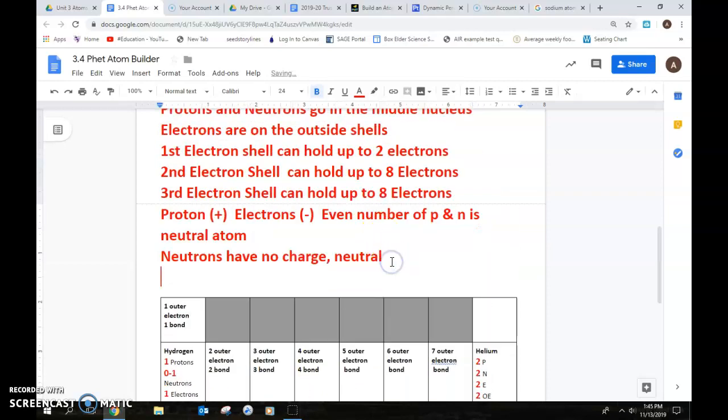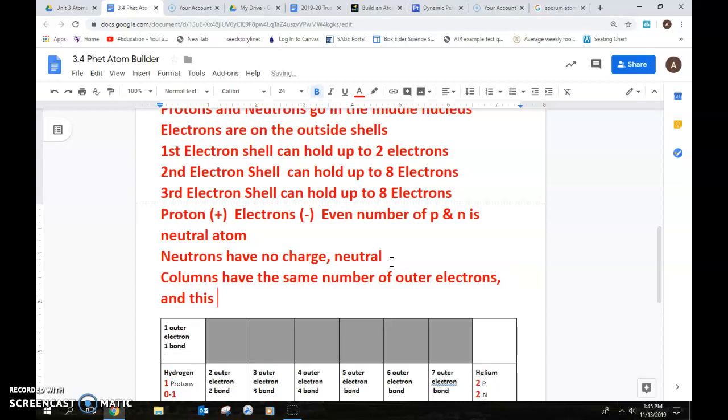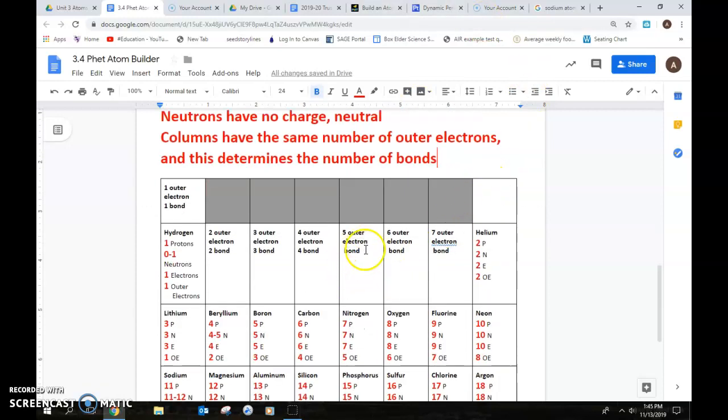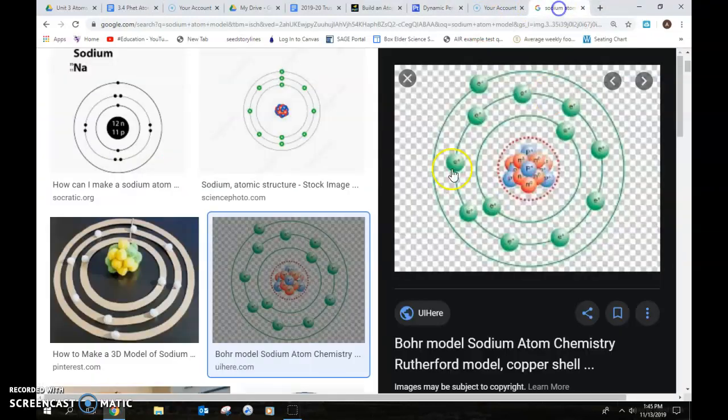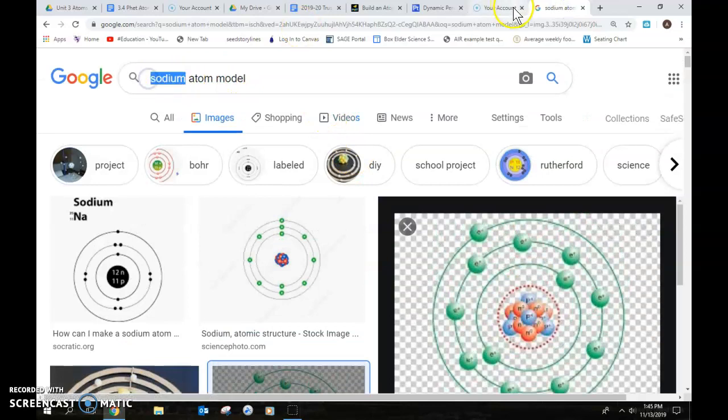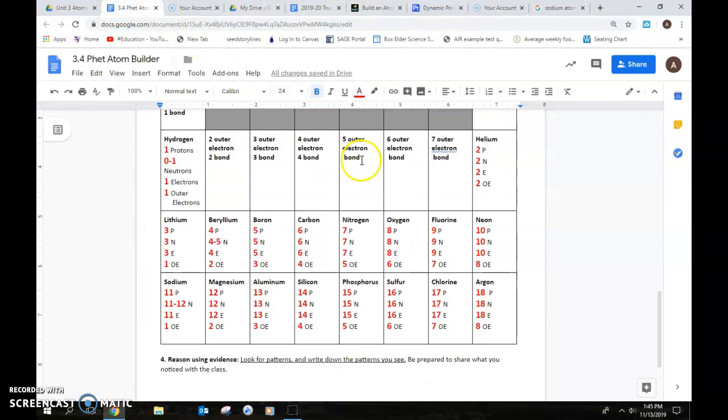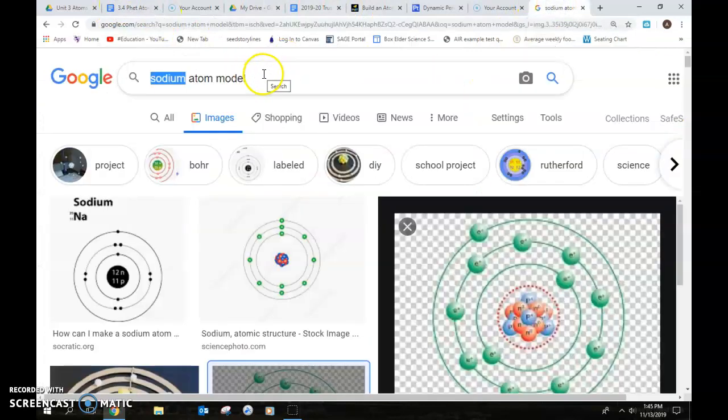So one of our other key traits is that the columns have the same number of outer electrons, and this determines the number of bonds. So going back to what happens with nitrogen. Well, or actually, let's go down one more, the one below it. Let's talk about phosphorus for a second.